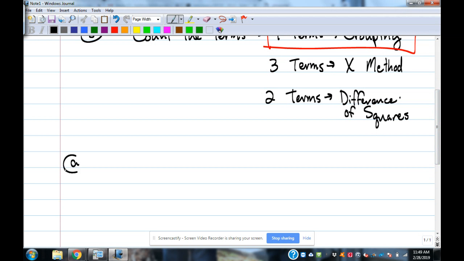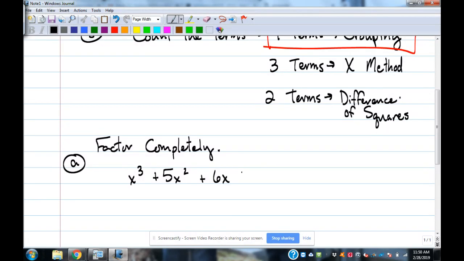So let's look at an example, and it just says factor completely. Factor completely. That just means look for GCFs if there are any, and then follow the rules about factoring by grouping if that's what the case is, and that's going to be the case today. So x cubed plus 5x squared plus 6x plus 30, okay? So here we have a polynomial that's got 4 terms in it.